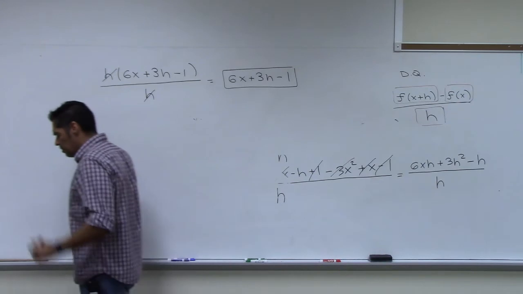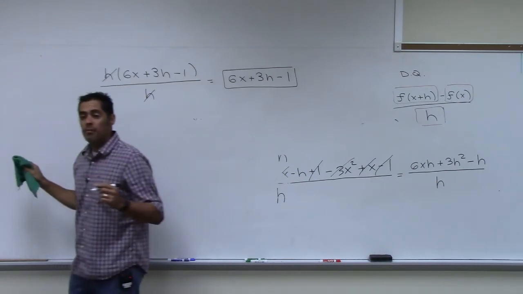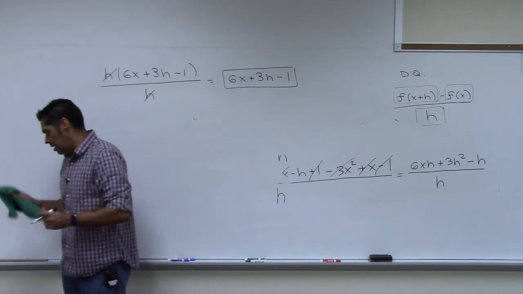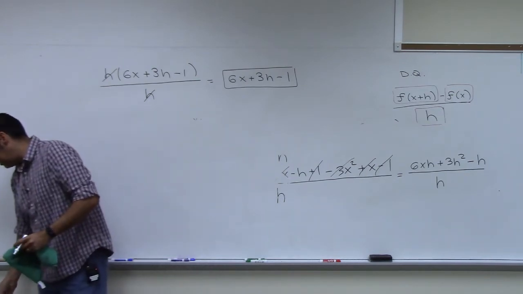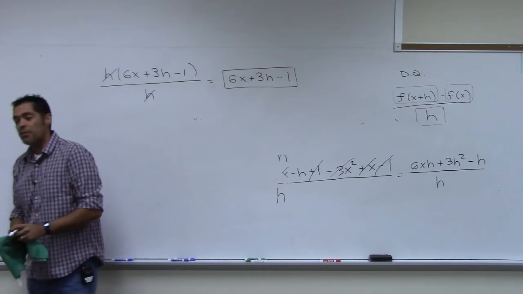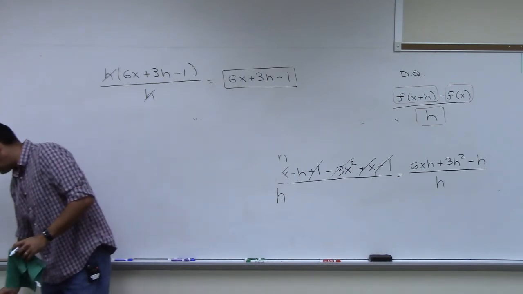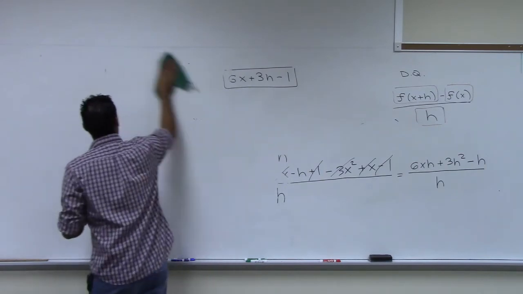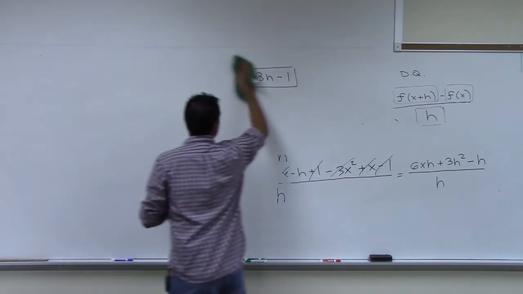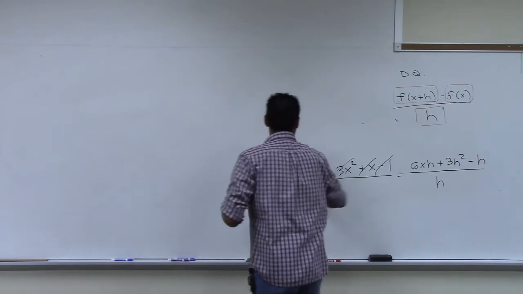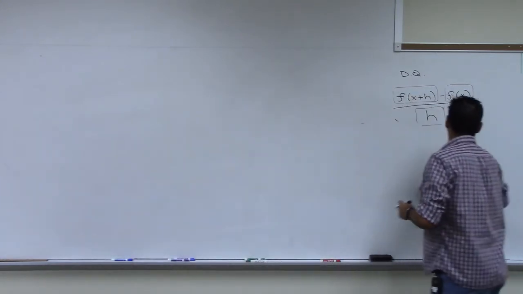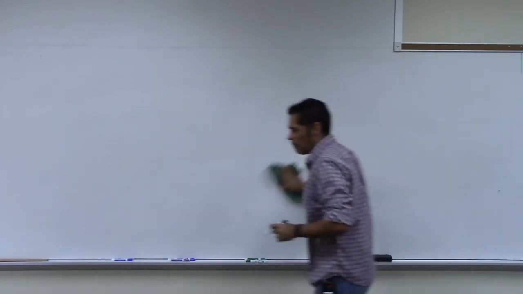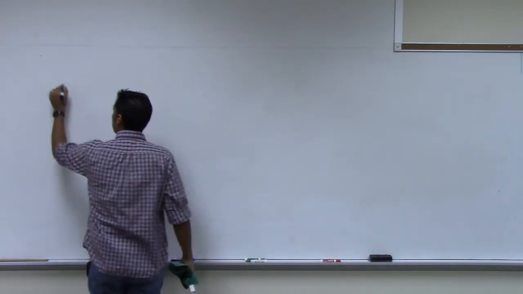By the way, numbers 1, 2, 3, and 4 were all from Chapter 2, Section 1. All right? Problem number 5 and number 6 are going to be from 2.3, just so you know. We did problems like this in class, and there were problems like this in your homework. All right, number 5.